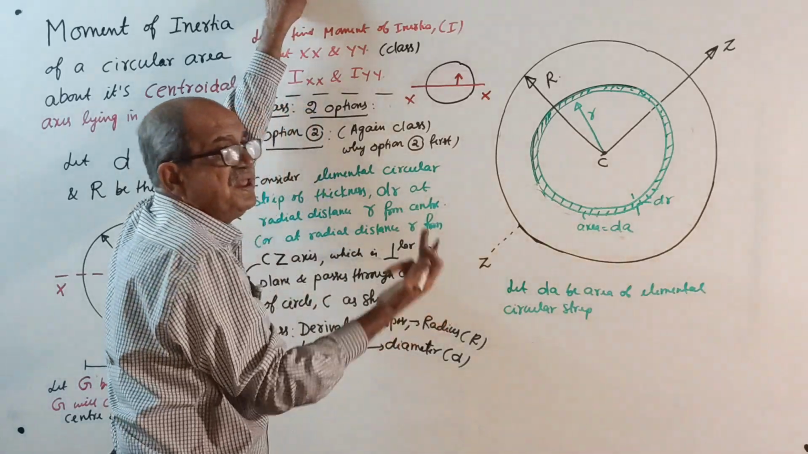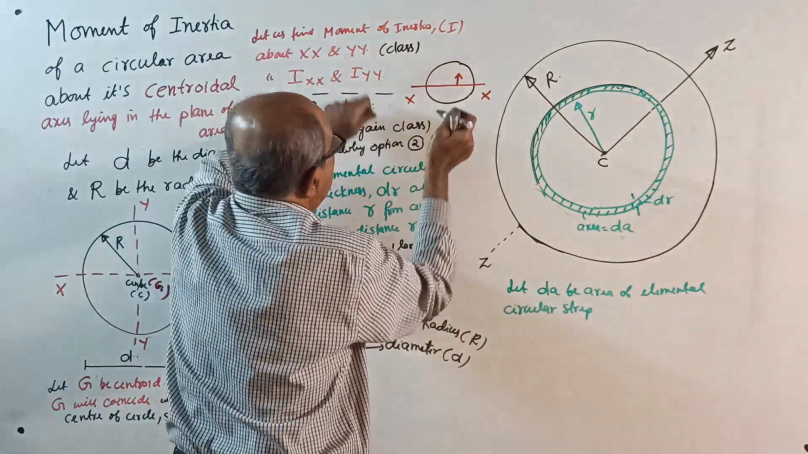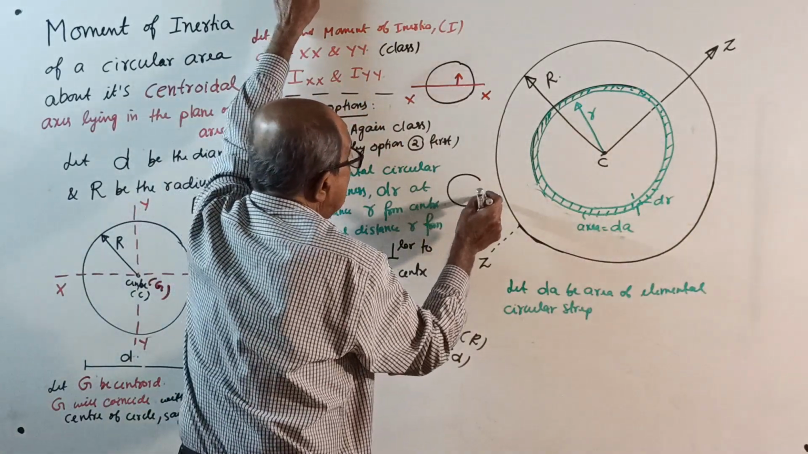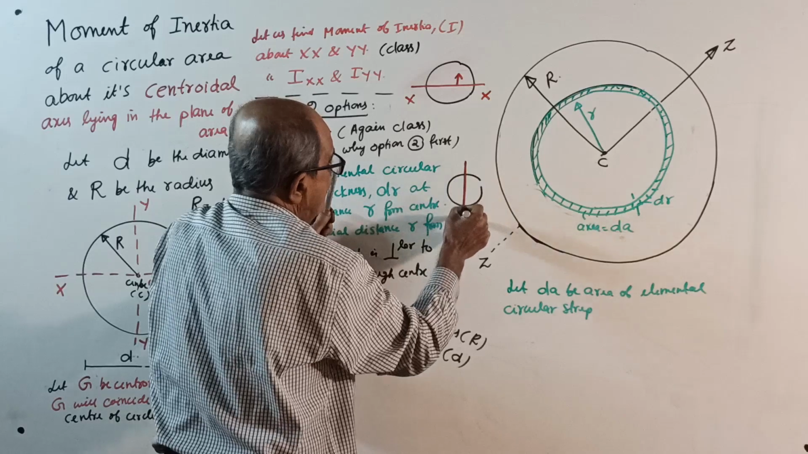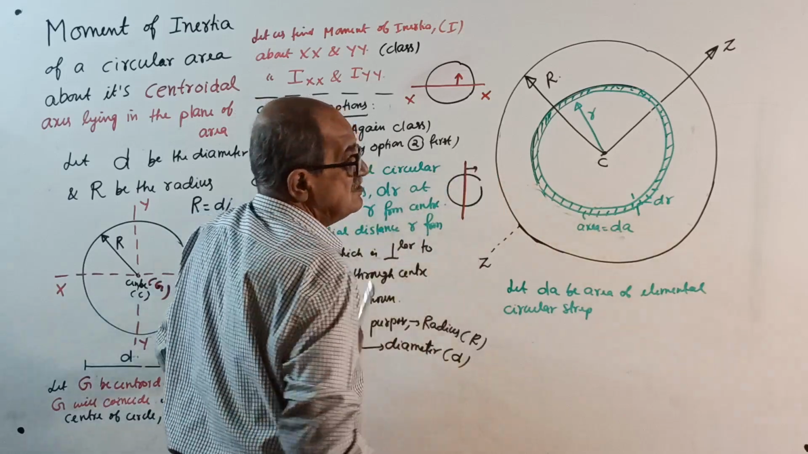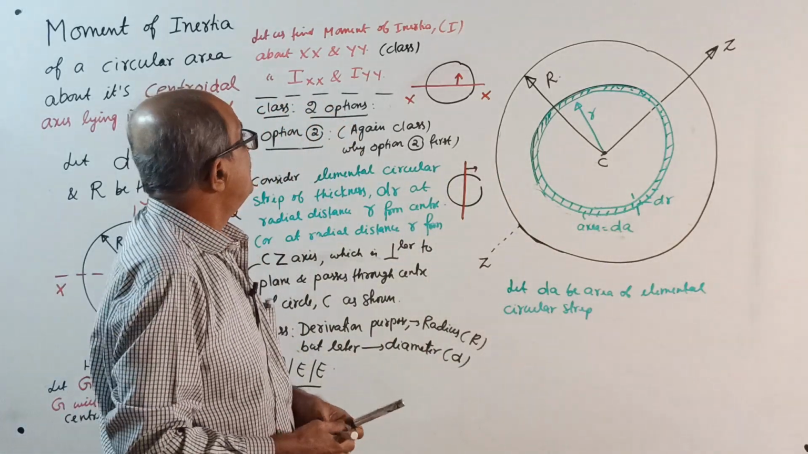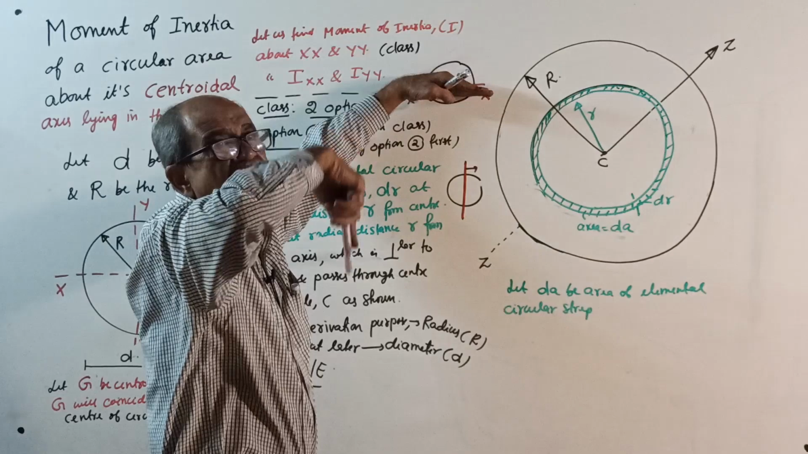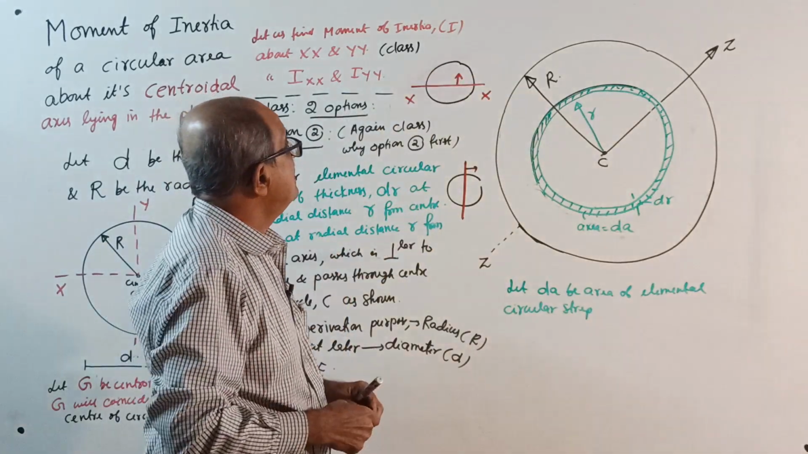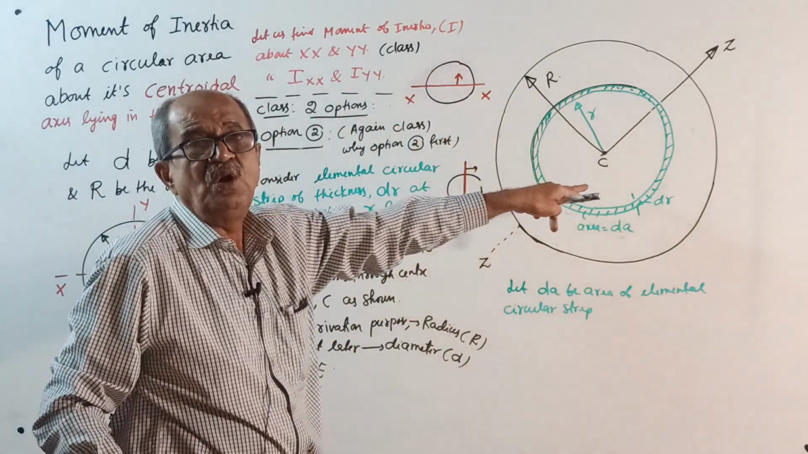You consider vertical distance. Or if you consider a circle and mark the YY axis, all distances will be horizontal. You know this. How many times have I told you? From XX, you go vertically up and down. But this way we are not doing.